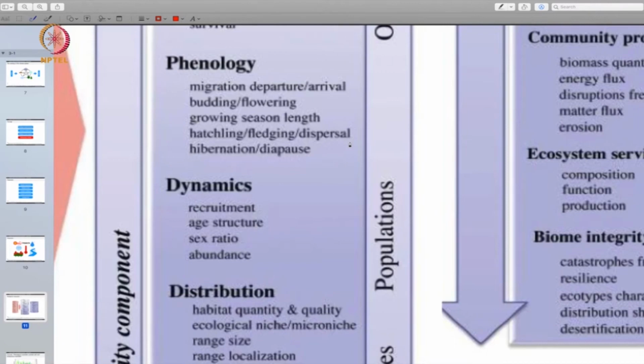Now, because of these, we are also seeing changes in the population dynamics. The number of individuals that are recruited, which means the number of offsprings that are being born and that are able to survive.